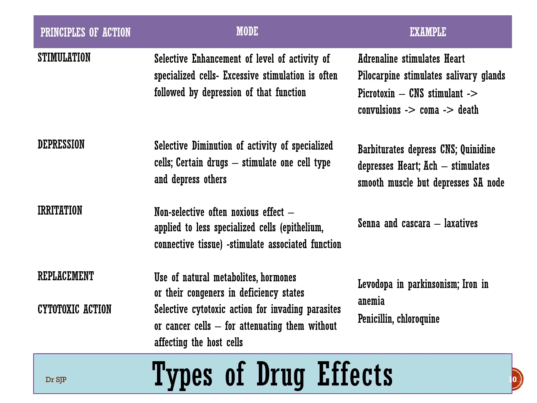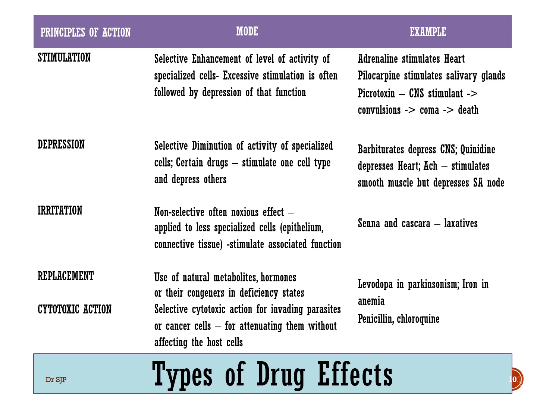So the first one is stimulation. Any increase in the activity of specialized cells is called stimulation. For example, adrenaline stimulates the heart. Pilocarpine, when given, stimulates the salivary glands and thus salivary gland secretion. Now also keep one thing in mind, that excessive stimulation is followed by depression of that particular function. For example, picrotoxin, it is a CNS stimulant, antidote, convulsant, and GABA antagonist, right? It can cause coma and can ultimately lead to death.